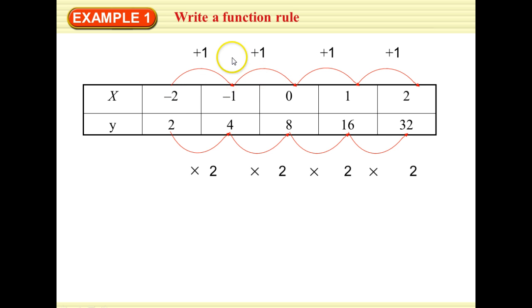As it goes up by 1, I am multiplying by 2. This is doubling, right? 2 to 4, 4 to 8, 8 to 16, 16 to 32. It doubles. Now, if it was linear, it would also increase by adding. So this would go +2 to 4, +2 to 6, to 8, to 10. I'd be adding 2. But as I double it, as I multiply it, that's the pattern here.